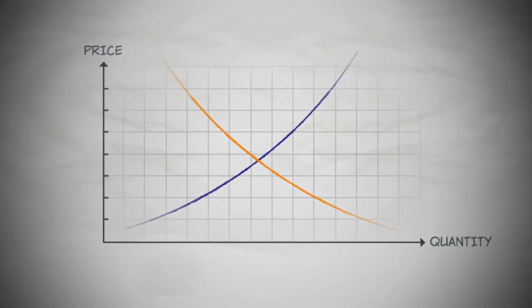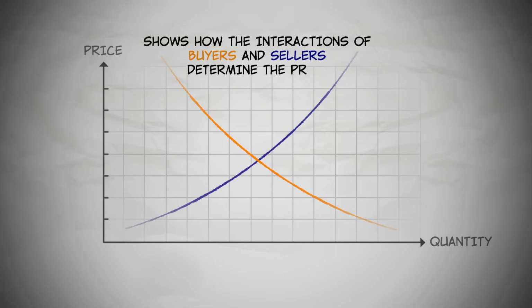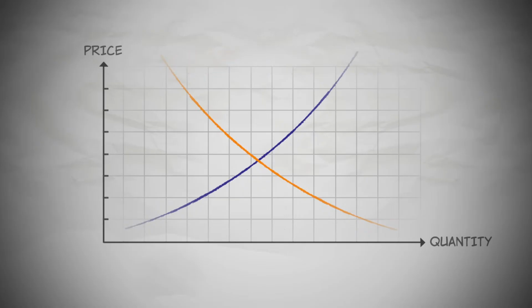We know from previous lessons that the demand curve and the supply curve show how buyers and sellers respectively respond to changes in the price of a good. In this lesson, we'll show you how the interactions of buyers and sellers determine the price. Let's start with the punchline. The equilibrium price is the price where the quantity demanded is equal to the quantity supplied, right here.